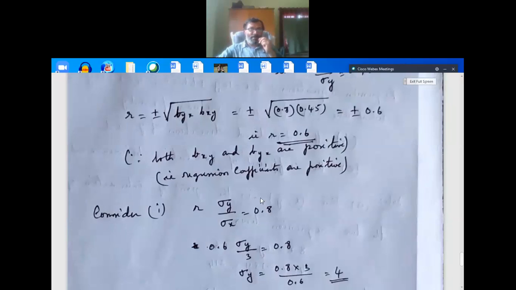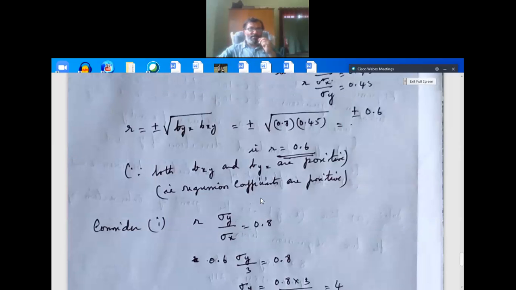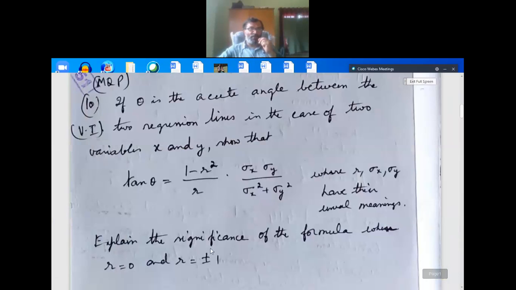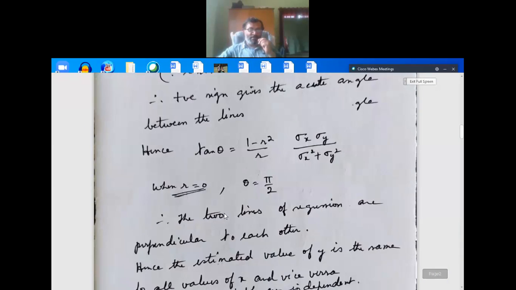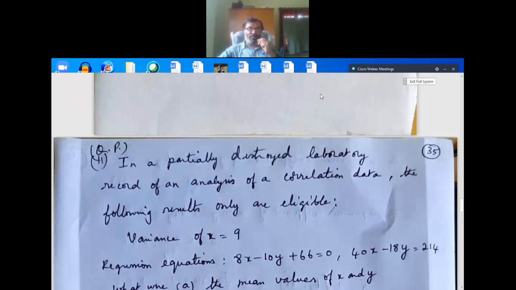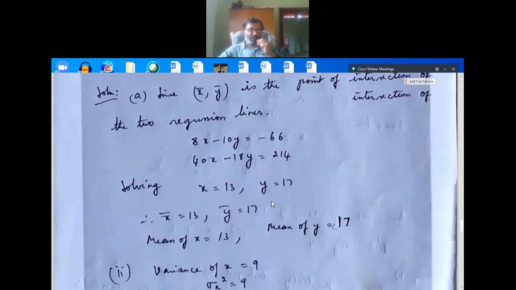Clear? Now you can see this problem. That is the first problem which I did today. It is very important. Tan theta is very important, and the two significances are very, very important. Please solve that problem again and again. Write it. Then the second problem that I solved is the same type of problem we solved in the last session also, but the way of asking was different, that's all. So this problem is also very, very important.